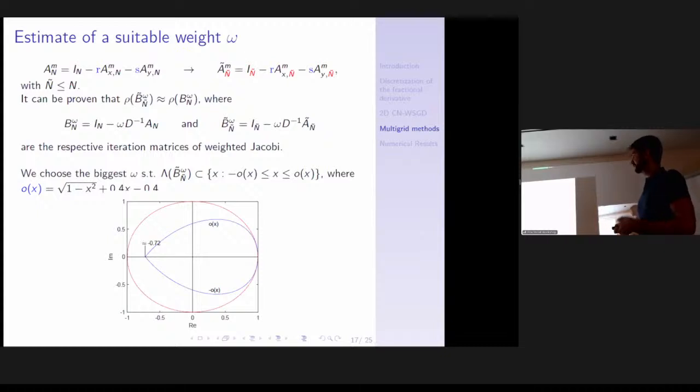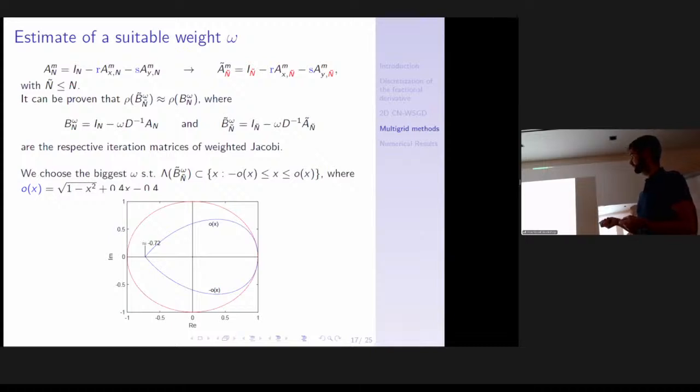Since the iteration matrix of Jacobi is now smaller, we can compute its spectrum. And this would look like the spectrum of the original iteration matrix of Jacobi, but it is just an approximation. So Jacobi converges whenever the spectral radius is less than 1.